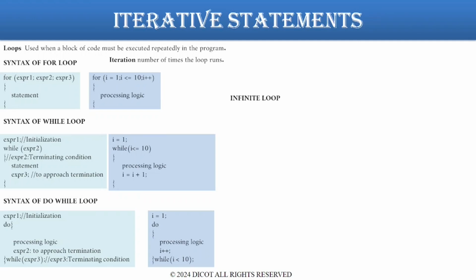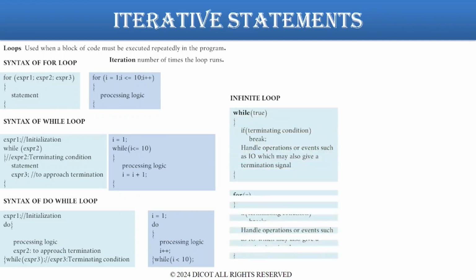This is one more way of writing a while loop or a for loop. Instead of an expression, we are having a value true always. Such a loop is called an infinite loop. The body of this loop executes indefinitely. Inside the body of the loop, we can handle operations or events such as IO, which may generate some terminating signal. And based on that terminating signal, the loop may terminate. Otherwise, it executes forever.